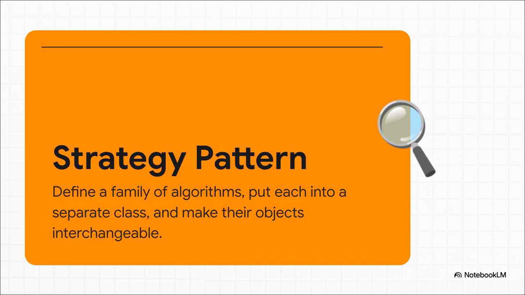Here's the textbook definition. The strategy pattern lets you define a family of algorithms, think of our different routing methods, and then you put each one into its very own separate class. The magic is that you can then make them totally interchangeable. They're like different attachments for a power tool that you can just swap out whenever you need to.